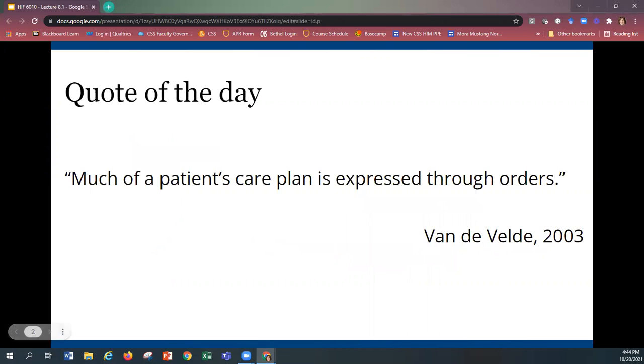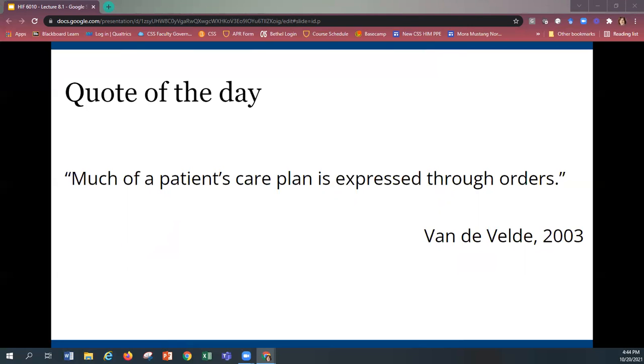This quote from Van de Velde provides a good starting point for our discussion of computerized physician order entry. So just take a second. What does this quote suggest to you? It says much of a patient's care plan is expressed through orders. Those of you that are nurses can probably really relate to this.